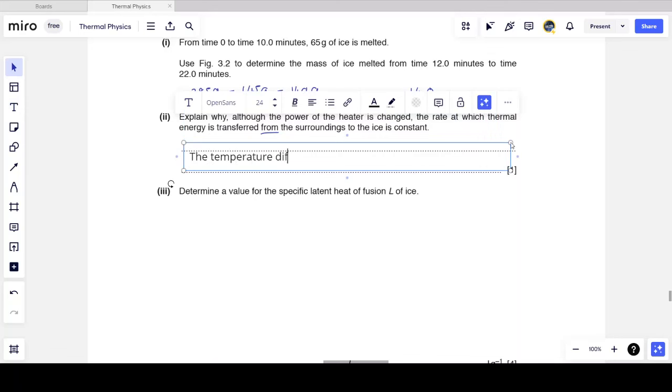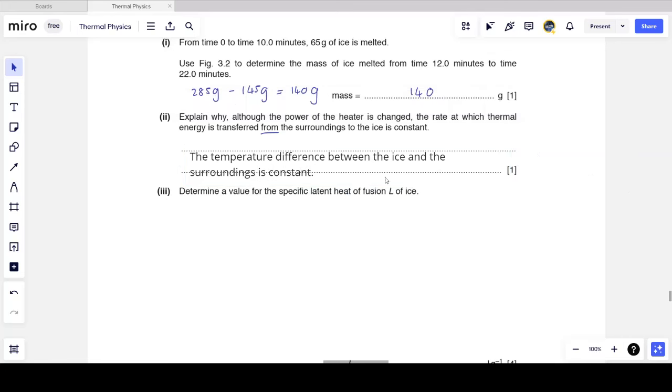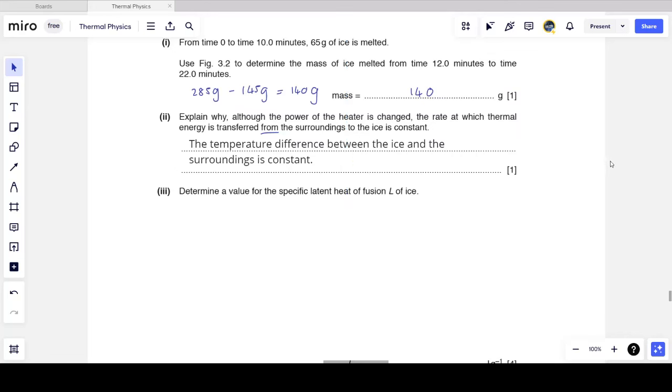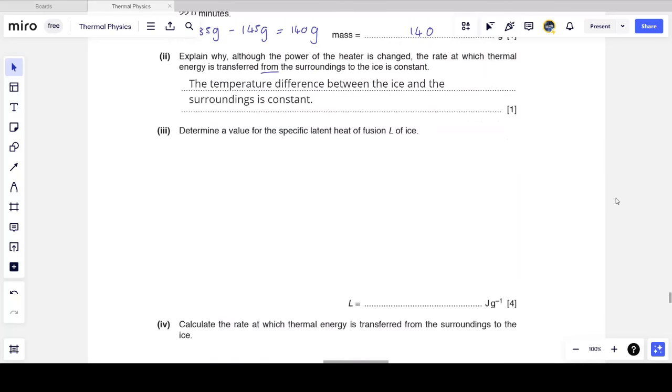If you haven't done the previous question, I would strongly suggest you do that question because it's very similar to this one. The temperature difference between the ice and the surroundings doesn't change. So the ice would still be at 0 degrees and the surroundings would still be at whatever temperature they are at. Since the temperature difference is constant, the rate at which thermal energy flows into the ice from the surroundings will remain constant. Not the total energy. The total energy will depend on the time, but the rate at which it flows will be the same because the temperature difference is the same.